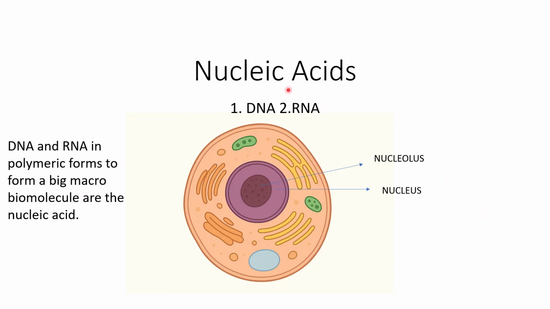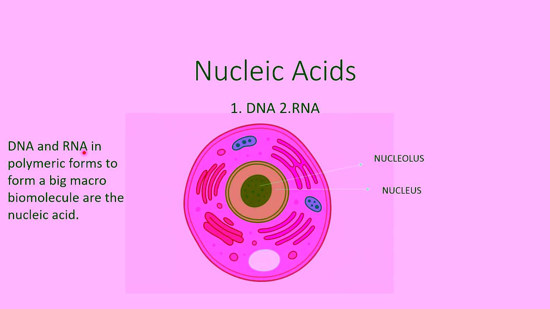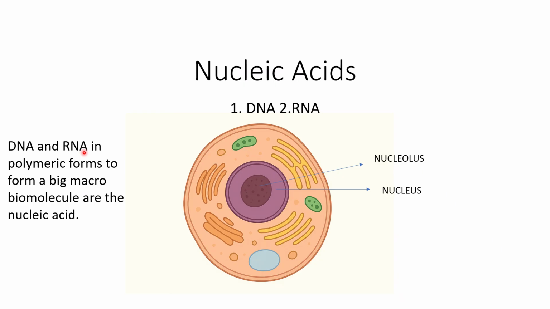So the definition of nucleic acids: it is the DNA and RNA in polymeric forms to form a big macro biomolecule. DNA and RNA in polymeric forms means that they do not exist only in one form, they do not only have a monomeric form, rather they have polymeric forms like primary structure, secondary, tertiary, and so on. And so they form a big macro biomolecule. They are biomolecules very important to life.